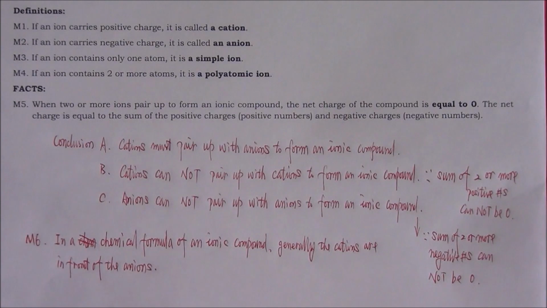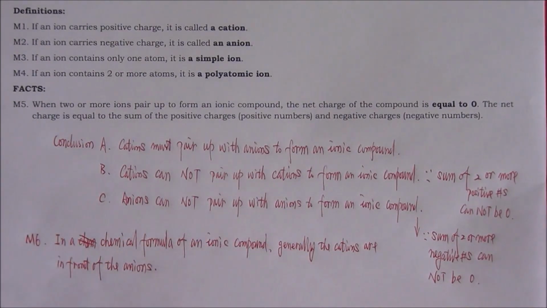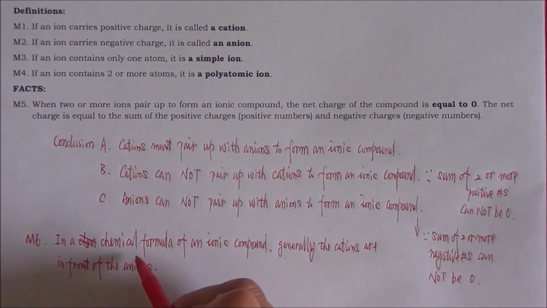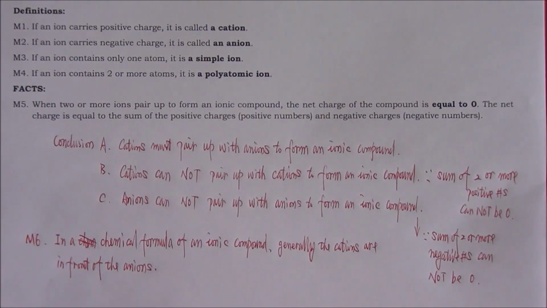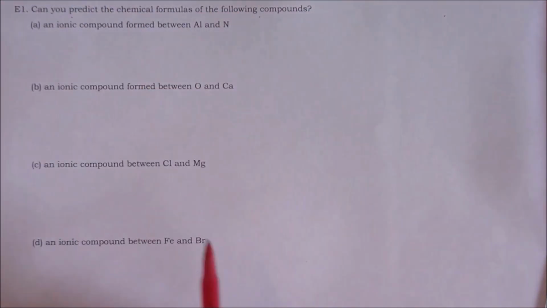This is another rule to write down the chemical formula of an ionic compound. Generally, we should put down the cations in front of the anions. But I should let you know there are some exceptions. In some compounds, anions are in front of the cations. But this rule applies to 99% of the ionic compounds. Now let's apply the rules to find the answers of these problems.